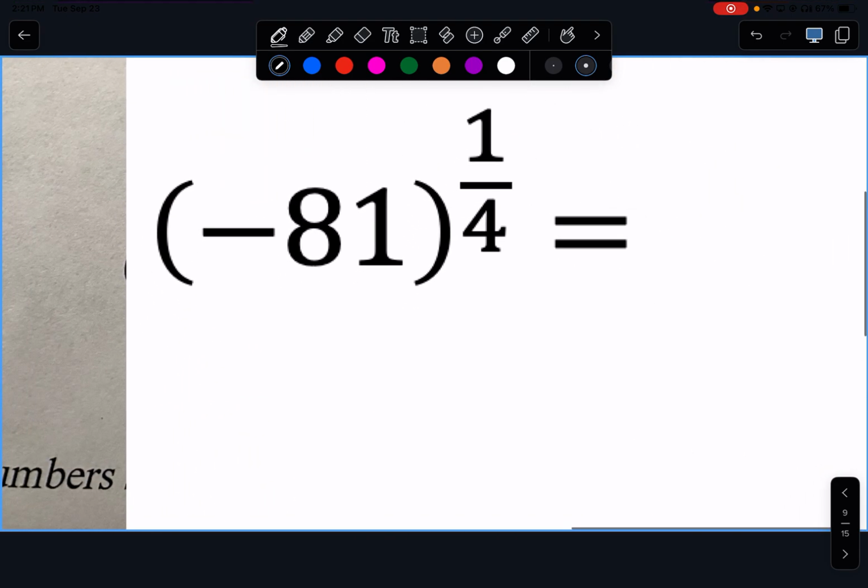Okay, how about this last one we have here? Rewrite it in radical form.